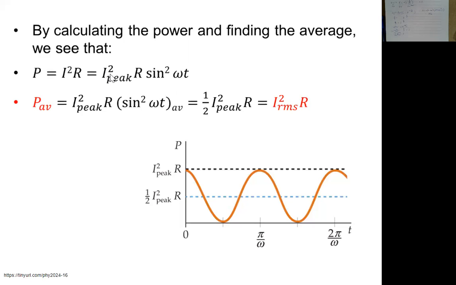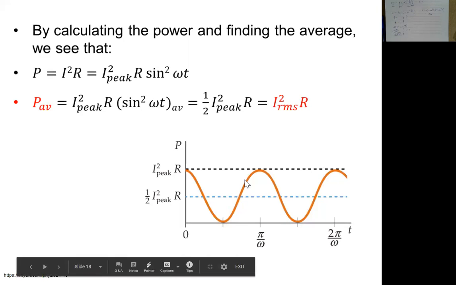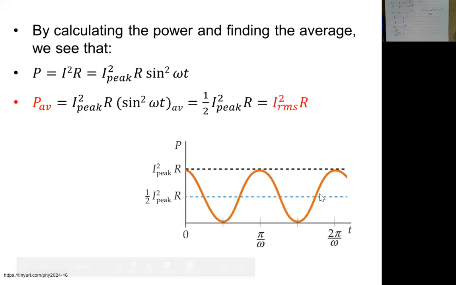So I squared peak, you average that, that's still I squared peak. It's a fixed number, R is a fixed number. Then you are really averaging the sine function here, sine squared of omega t, okay? So if you do sine function squared, then this is what it is. And then if you take the average, it would be 1/2 of the peak value. Okay, so this is 1/2 of the peak value.